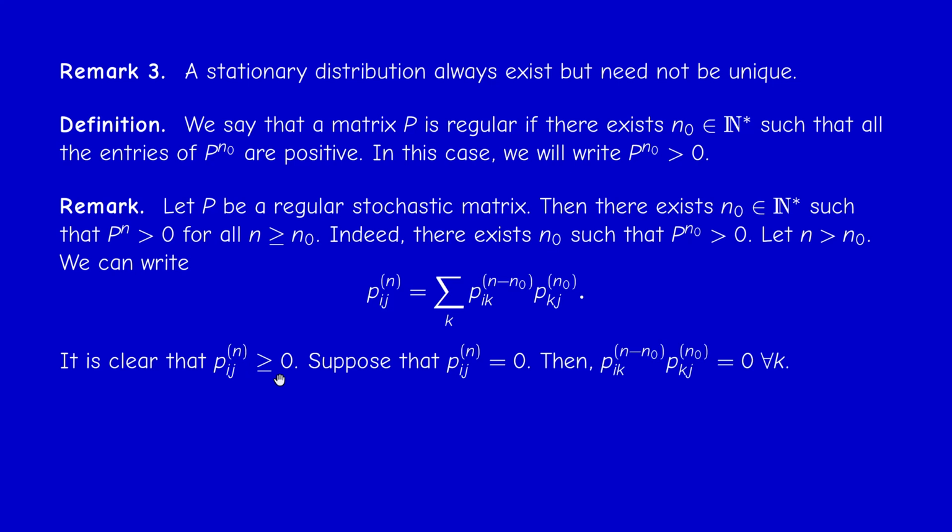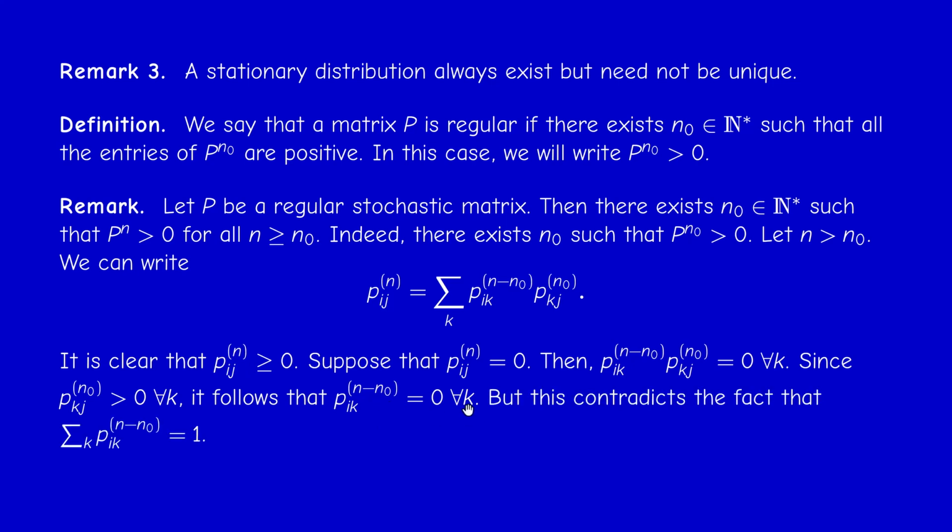If p_ij^(n) is 0 for some i, j, then the whole sum is 0. Therefore, all the terms are 0 because they are non-negative. If the sum is 0, then all of them are 0. And now, since p_kj is the kj entry of P^(n0), it's positive. Therefore, the other factor is 0, so p_ik^(n-n0) is 0 for all k. But this is a contradiction, because since this is a stochastic matrix, the sum of each row is 1. So they cannot be all 0. So a regular matrix can be thought of in two ways: either a certain power is positive, or all the powers starting from a certain rank have positive entries.